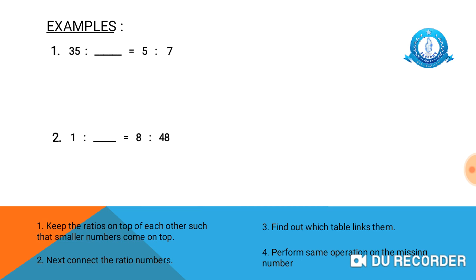Here are some example questions. 35 ratio dash is equal to 5 ratio 7. Now arrange your ratios in such a way that your smaller numbers go on top and the bigger numbers come down. Connect the same numbers of the ratios together. That means the first number of ratio 1 and the first number of ratio number 2. Similarly, the second number of ratio number 1 and the second number of ratio number 2. And find a complete set.